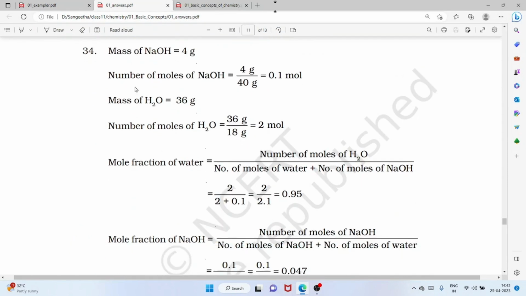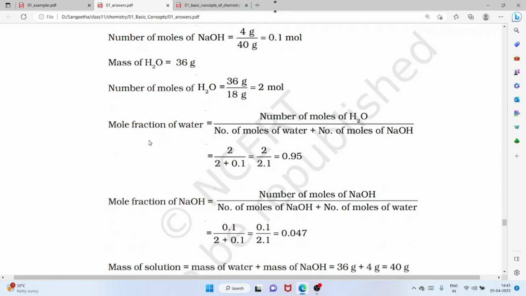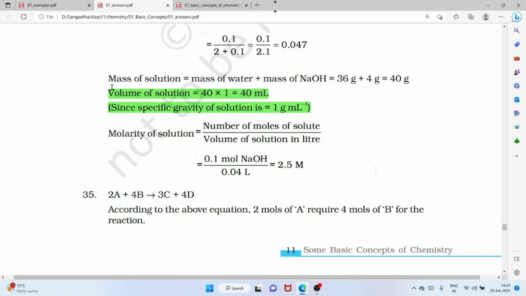So okay, mass of the NaOH, number of moles. 40 gram is the molar mass of NaOH. So 4 gram is 0.1 mole. Mass of this water is this much, so this is 2 mole. Mole fraction of NaOH. Okay, mass of the solution is water plus NaOH, total mass. Volume of the solution, here they are using the specific gravity. Okay, that is why I put important. Then from that, they are computing the molarity.